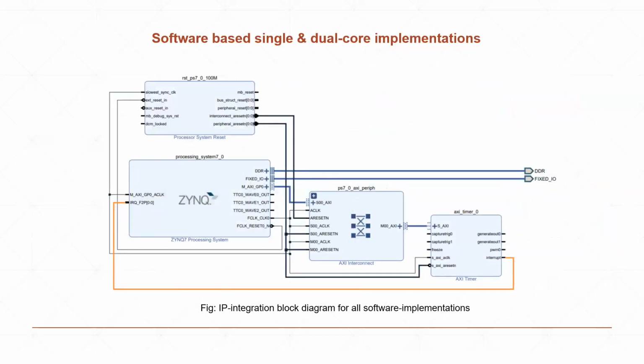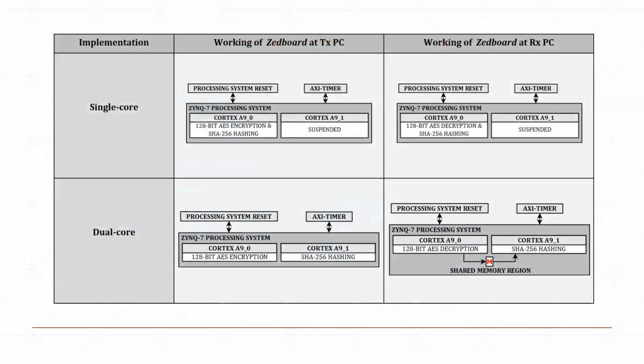This is the Vivado IP integration diagram for all the software implementations. Both AES and SHA algorithms are written in C language, and programs are run on the ARM cores according to the implementation used. This table summarizes the working of software-based implementations, both single and dual core, at TX and RX, and the job of each core is represented in each implementation.